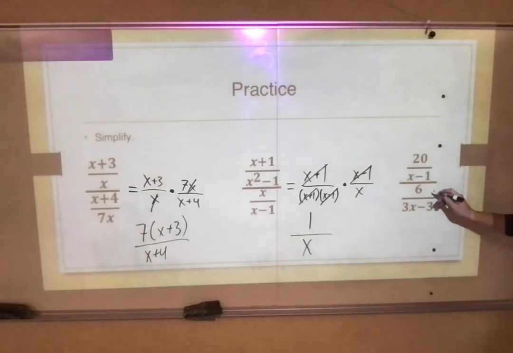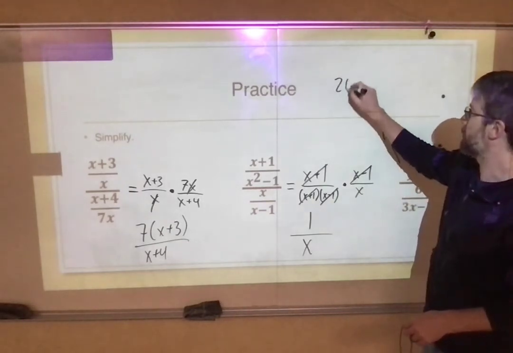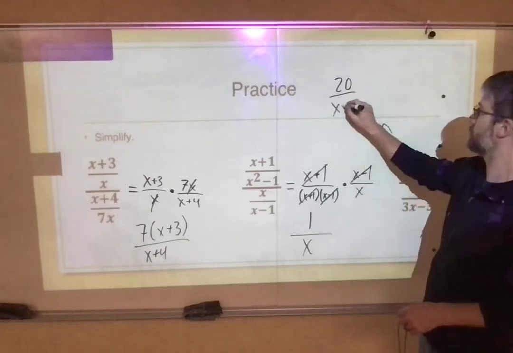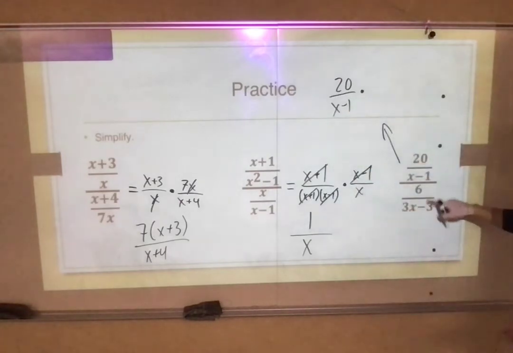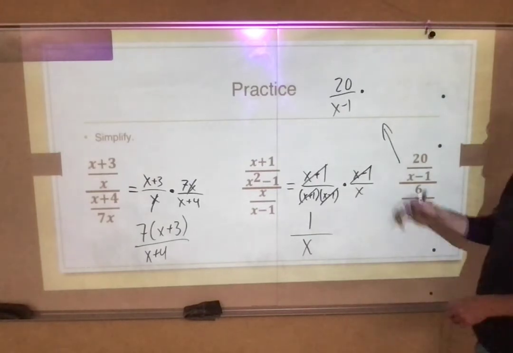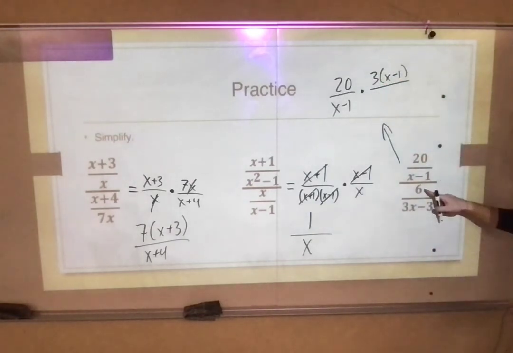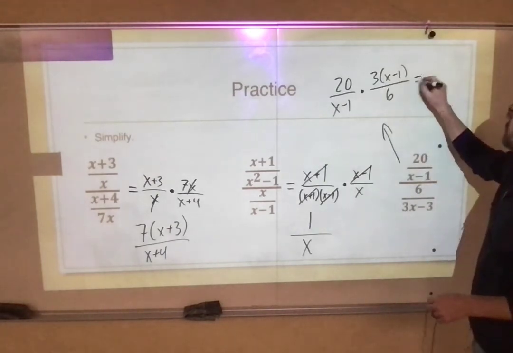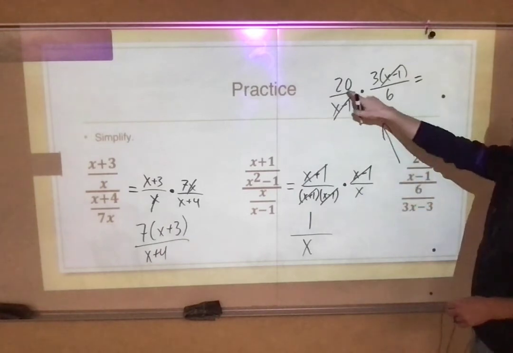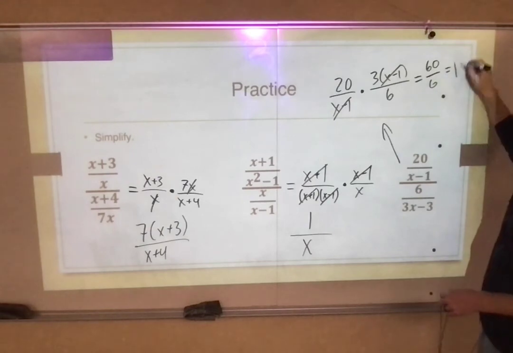And our last one, I'm going to write that one kind of up here. So it's going that way. Our top fraction is 20 over x minus 1. We'll multiply by the reciprocal down here. This 3x minus 3 is factorable. There's a GCF there, so I'm going to make it 3 times x minus 1. And then the 6, that's the denominator now. Okay, x minus 1's cancel out, and what I have left is 20 times 3, which is 60 over 6, and 60 divided by 6 is 10.